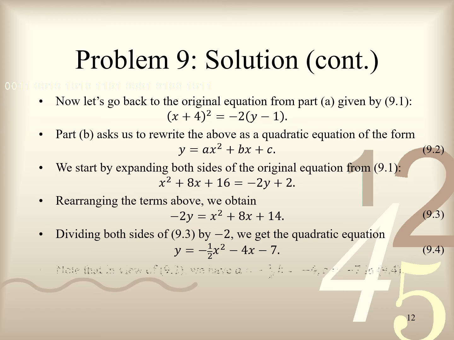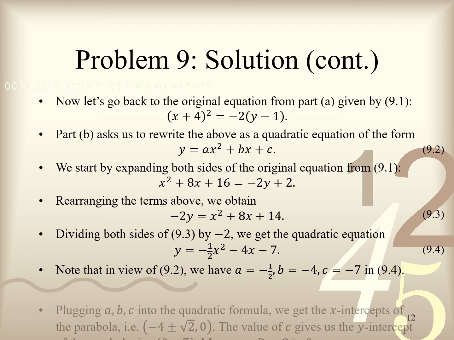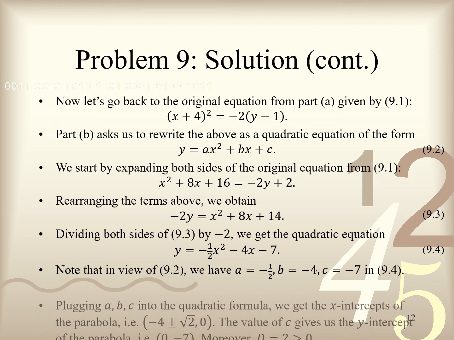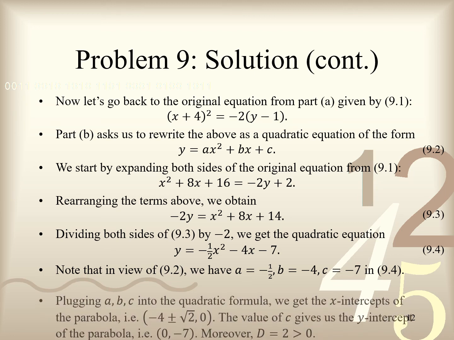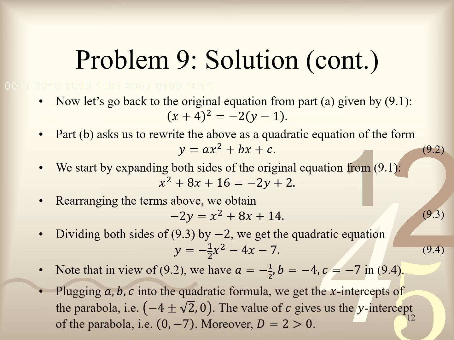Note that in view of 9.2 we have a = -1/2, b = -4, and c = -7 in 9.4. Plugging a, b, and c into the quadratic formula, we get the x-intercepts of this particular parabola, given by the points (-4 ± √2, 0).